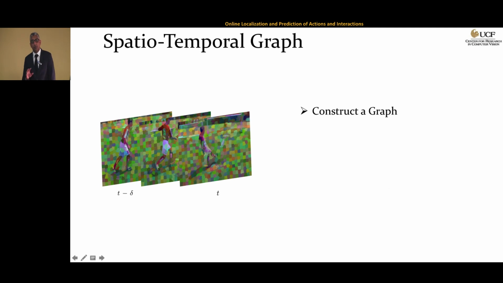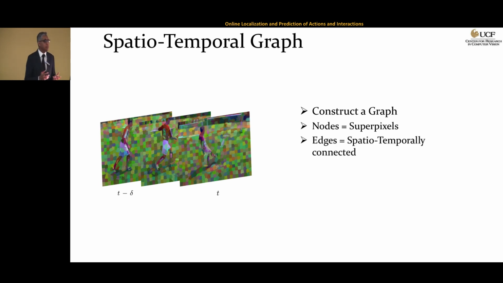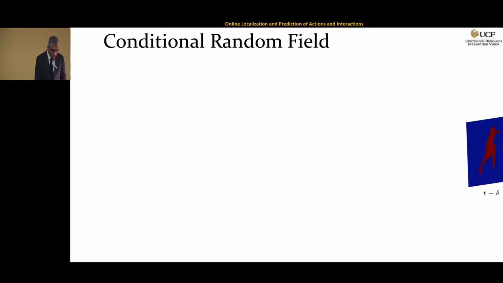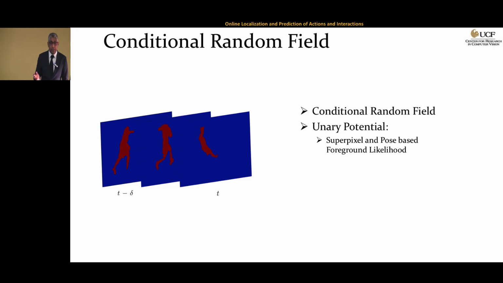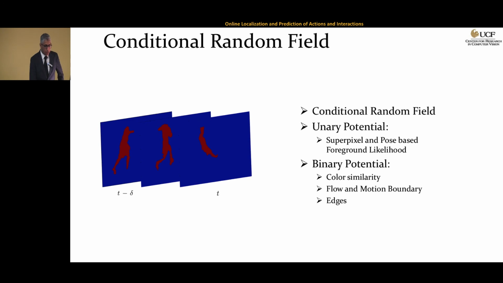Once we have the superpixel and pose-based foreground likelihood, we build a spatio-temporal graph where all these superpixels are nodes, and the edges are connected spatio-temporally between all those superpixels within a frame as well as superpixels across frames. Once we have this, we use CRF to localize the action, where we select the supervoxels that belong to the foreground based on the superpixel and pose-based foreground likelihood, and that gives us a fine action contour as shown over here. The unary potential for CRF comes from the superpixel and pose-based foreground likelihood, and the binary potential comes from similarity of color between superpixels, motion, as well as edges between those superpixels in all these frames.